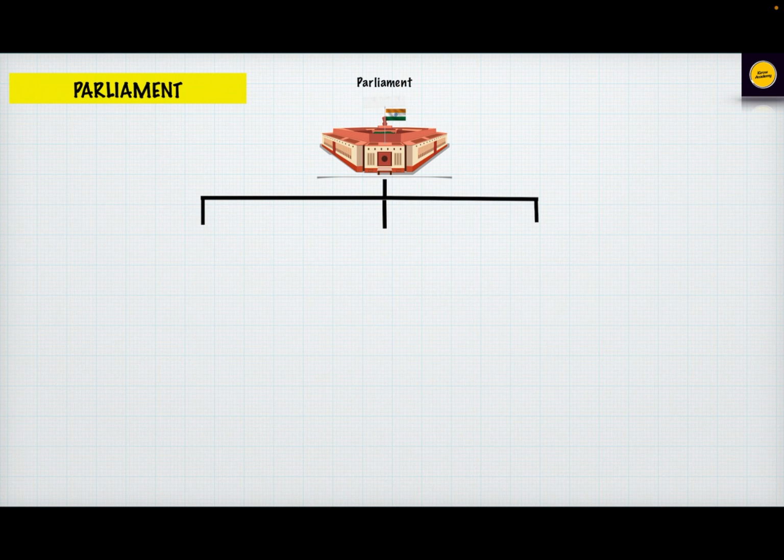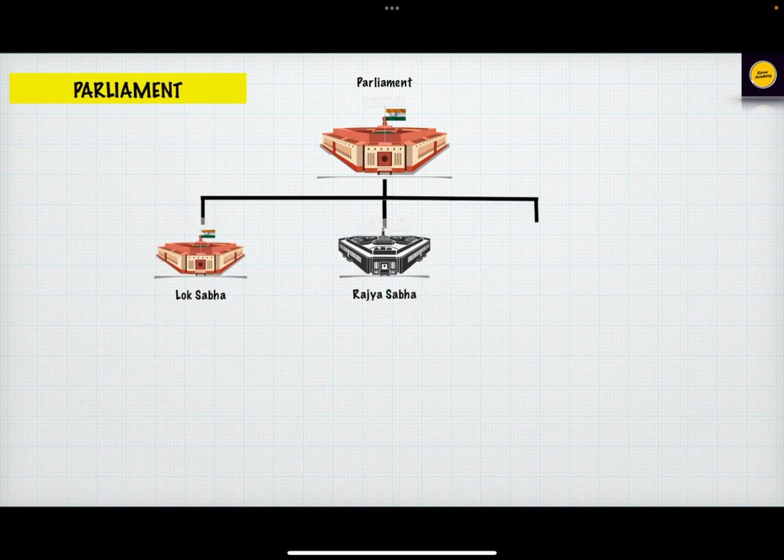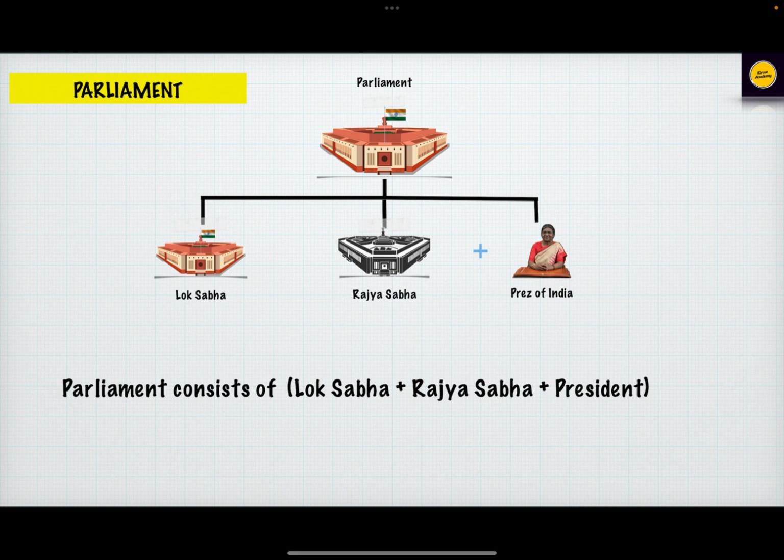So today we are going to discuss the parliament and the election process involved in the houses of Lok Sabha and Raj Sabha, which constitute the parliament. First of all, the parliament consists of Lok Sabha, Raj Sabha, and one most important part which we often ignore, the president. So in all, parliament consists of Lok Sabha, Raj Sabha plus president.